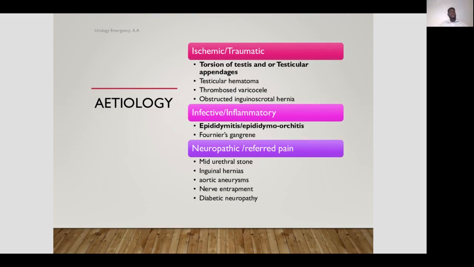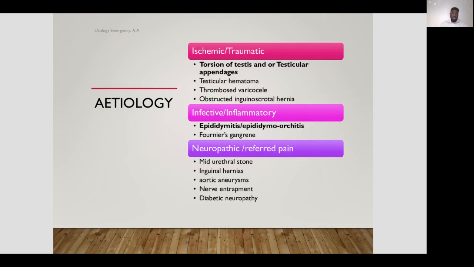So, in a way, to just say the etiology and also talk about differential diagnosis for this, I've said to split this into three parts. So, ischemic or traumatic. You could have torsion of the testes itself and or the testicular appendages. You could have testicular hematoma. The varicocele could be thrombosed, and you could have an obstructed inguinal-scrotal hernia. To we clinicians, it might be easier to delineate this, but for the patients, it's just scrotal pain to them.